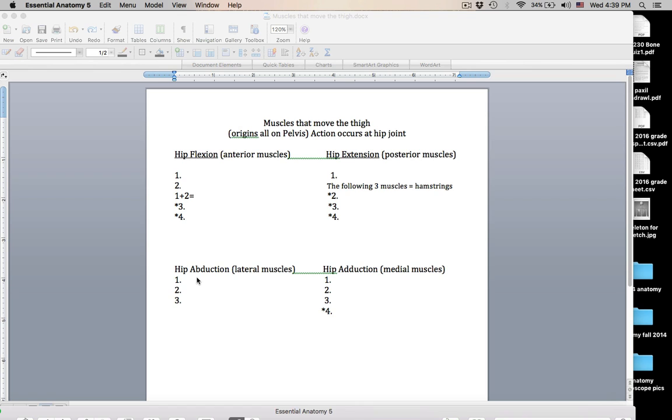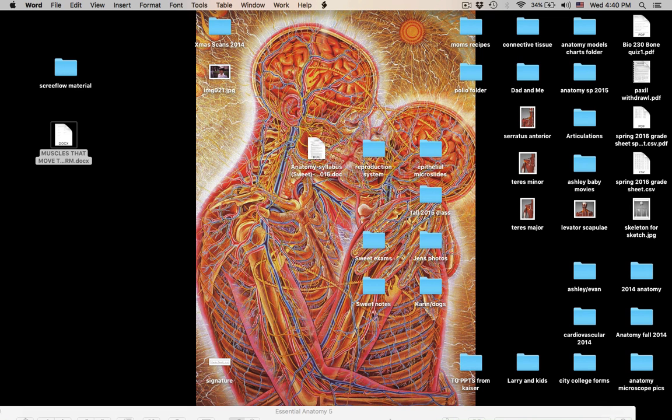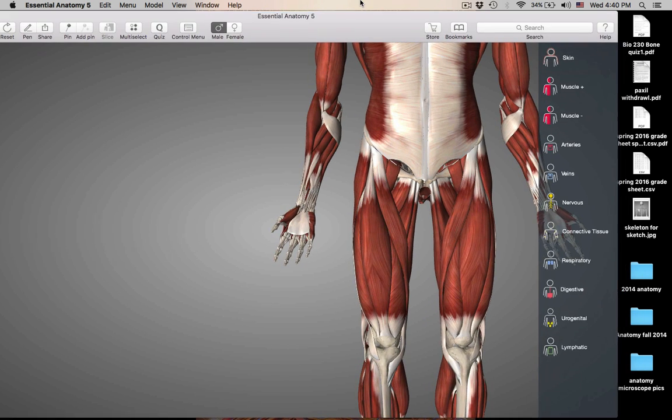And then you're going to have hip abduction. These are going to be lateral muscles, 3 of those. And hip adduction. These are going to be medial muscles, 1, 2, 3, 4, and 4 has a star. So you can pause this video while you make up this piece of paper so you can add to your paper as we're discuss these muscles, and then you'll have a good idea on how their actions are working. So let's get started.